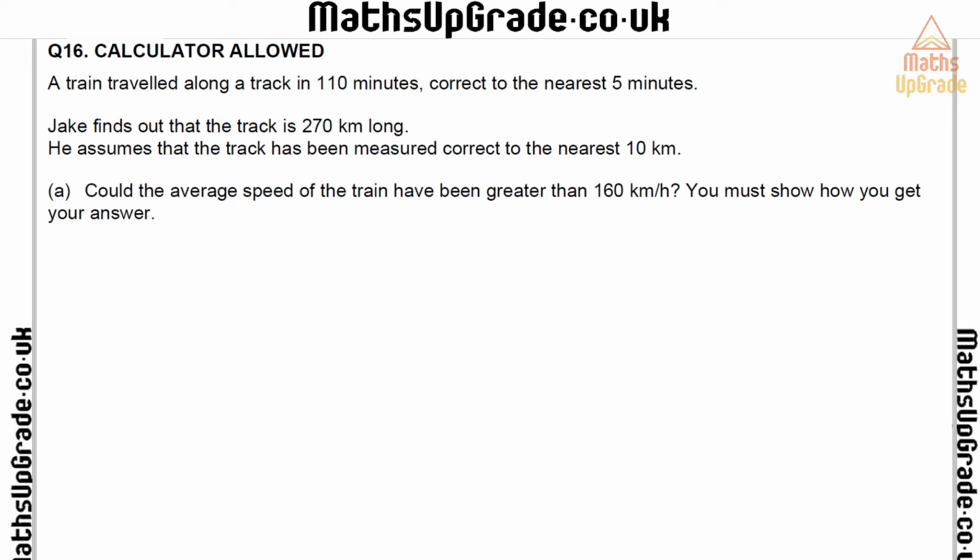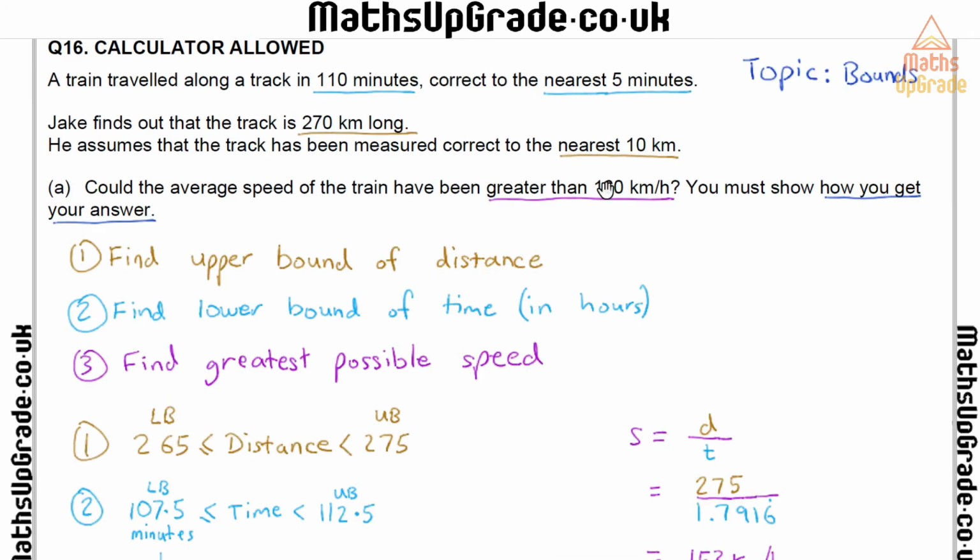So this question involves compound measures and bounds. So what I'm going to do is I'm going to find the upper bound of the distance, the lower bound of the time in hours, and then find the greatest possible speed. Okay, so that's what I'm going to do. So first of all, let's underline the key information here.